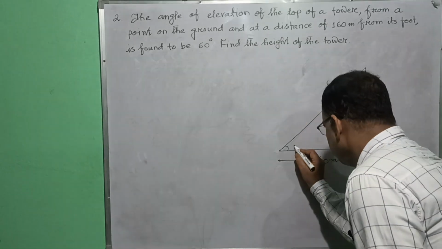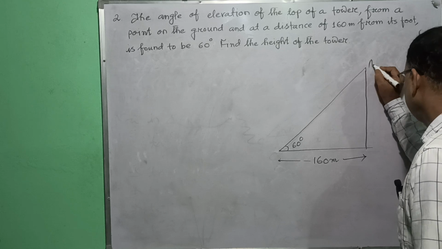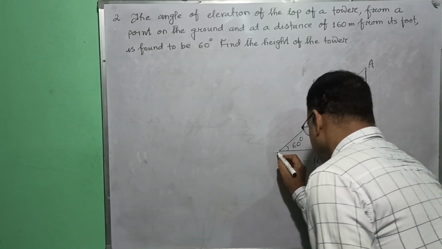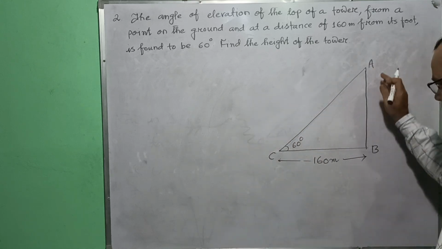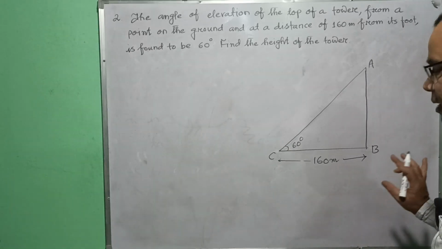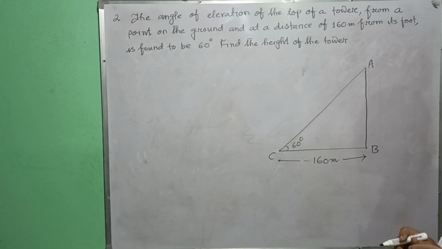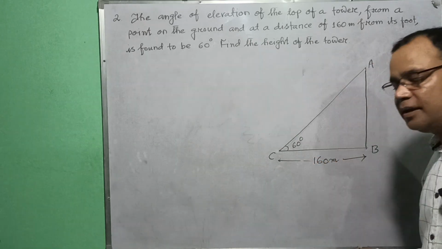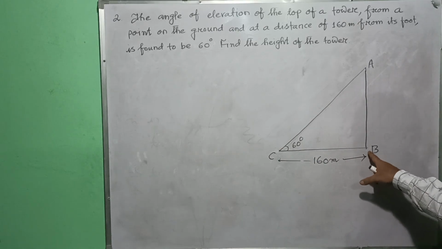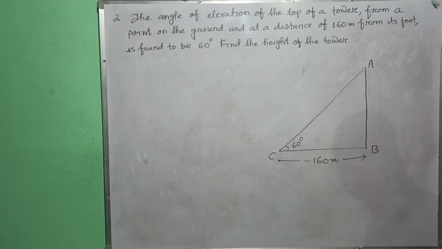So it is given 60 degree. So this is the angle of elevation of point A from the point C on the ground. So this is the figure, simple figure. AB representing the tower and BC is the distance of the point from the bottom of the tower, and this angle is the angle of elevation.